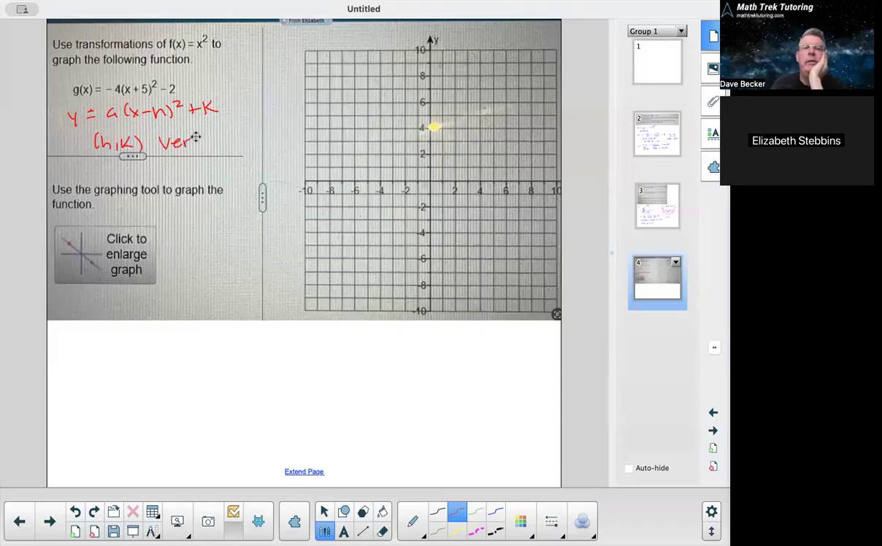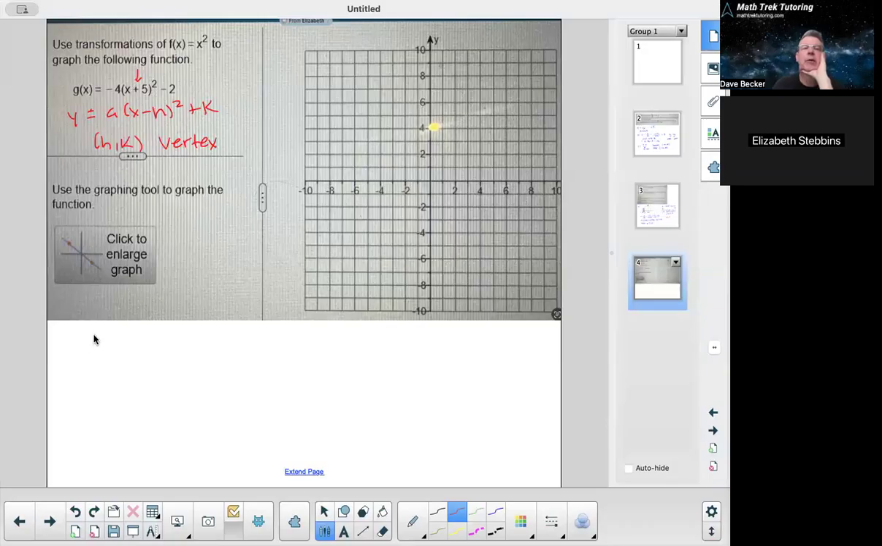Okay. So all we really need is the vertex and one other point. We're going to get it pretty easily. Do you see how this is minus h? Since it's minus h, that means it's the opposite. The value of h is the opposite of the sign there.